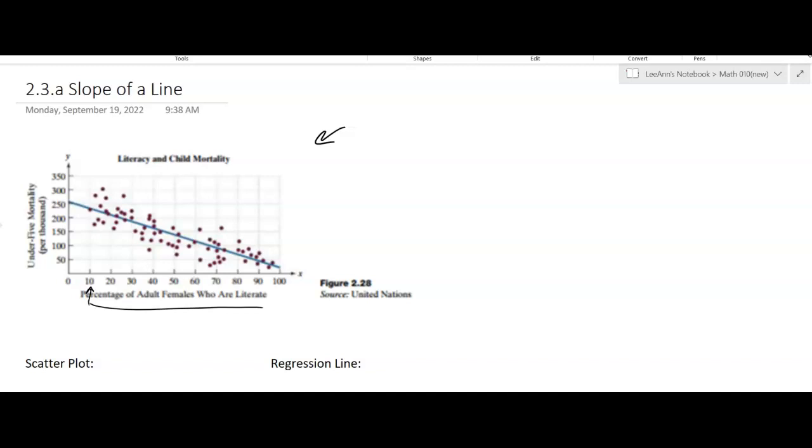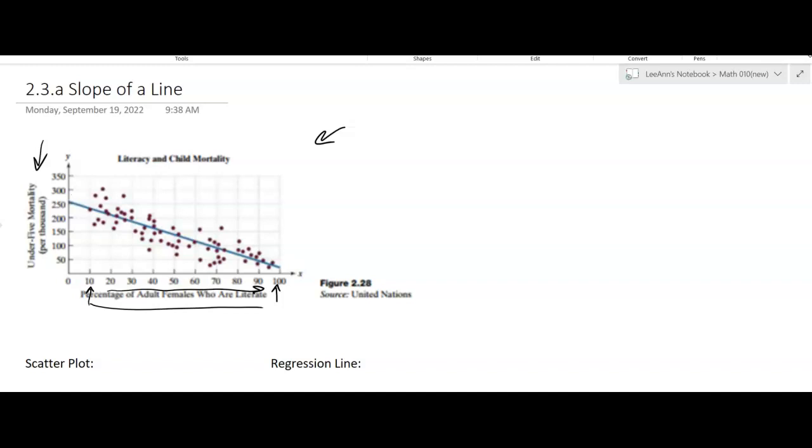So maybe there's only 10% of the female population that can read and write. But as it increases, getting close to 100%, where all adult females can read and write, it seems to have a relationship to the mortality of children under 5. So how many children are not making it past the age of 5?